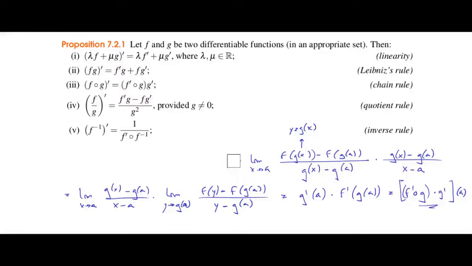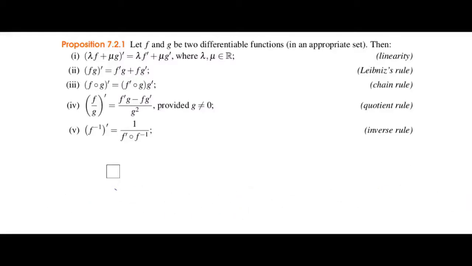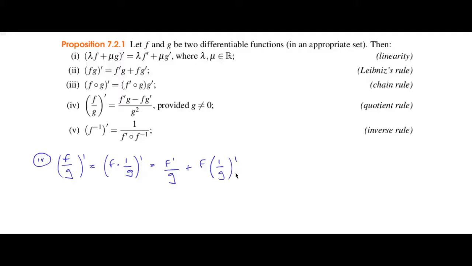Okay, let's go for the fourth, the quotient rule. The quotient rule says, so we have f divided by g, right? So we can think of this as f times 1 over g, and then apply the product rule. This is f prime divided by g plus f times the derivative of 1 over g, okay? But the question now is, what is the derivative of 1 over g?